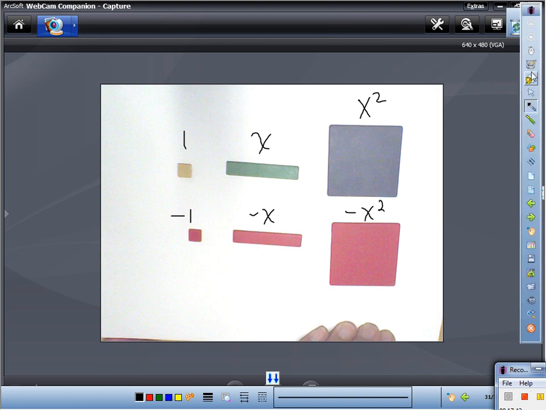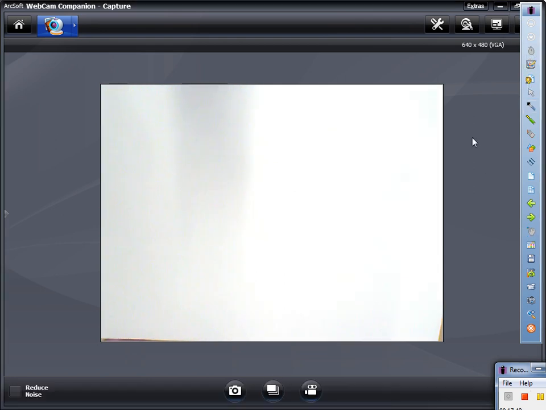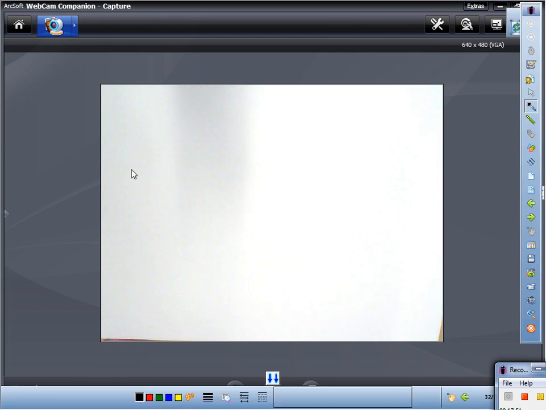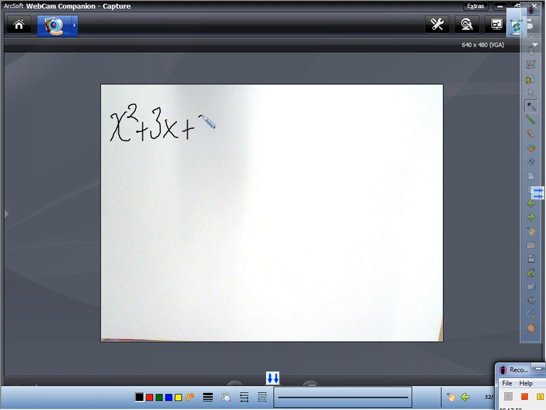Okay. I'm going to clear my mat. And this is what I want you to do. I want you to put in front of you the following. Look up. I want you to put X squared plus 3X plus 2. Show me that with tiles, please. Put those in front of you. X squared plus 3X plus 2.